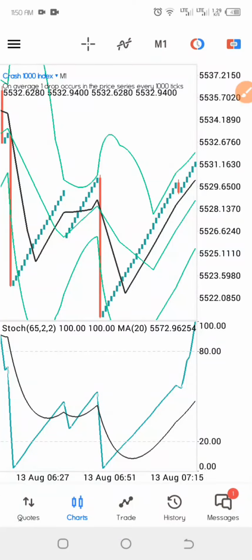So today we are going to be looking at this bull market scalping strategy. With this strategy you can make your money, and if you're someone that wants a simple but effective strategy, then this strategy is for you.